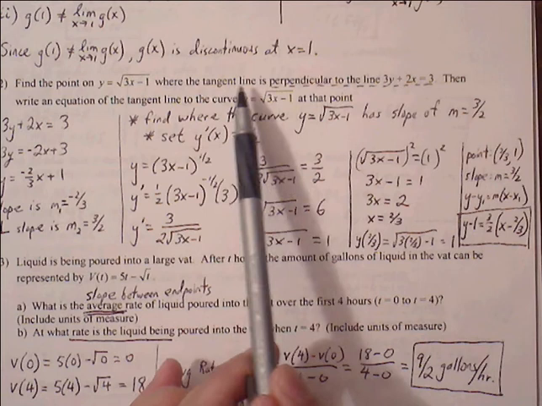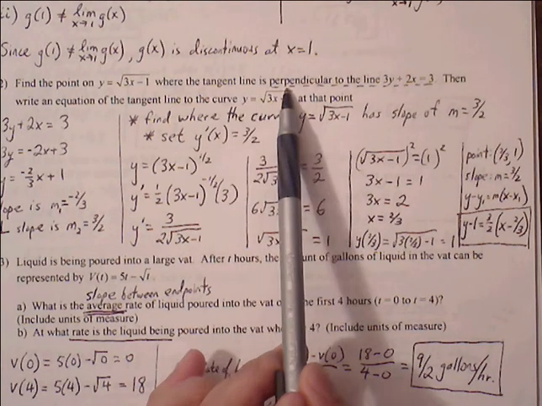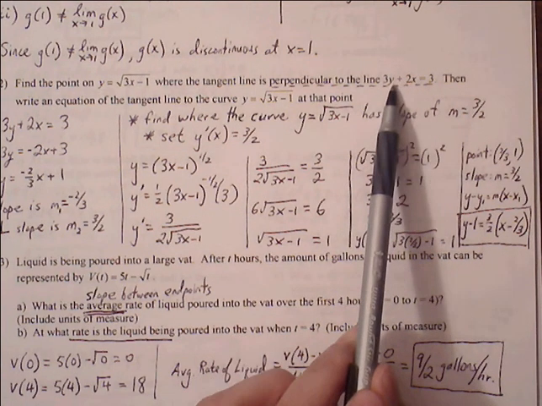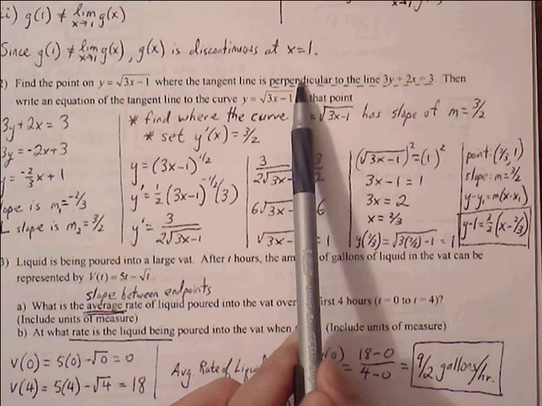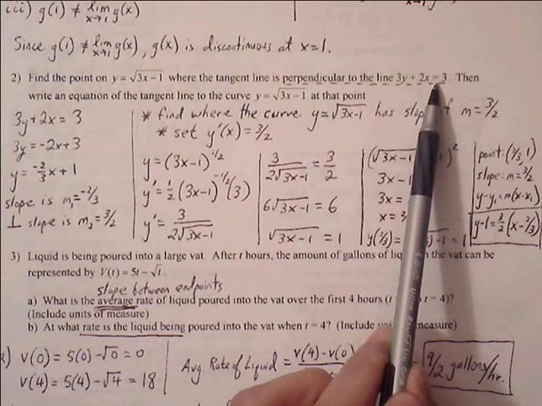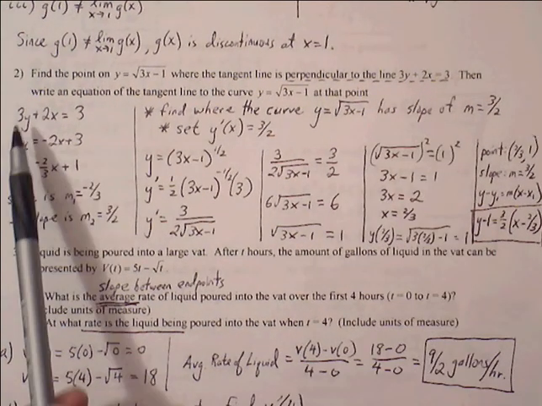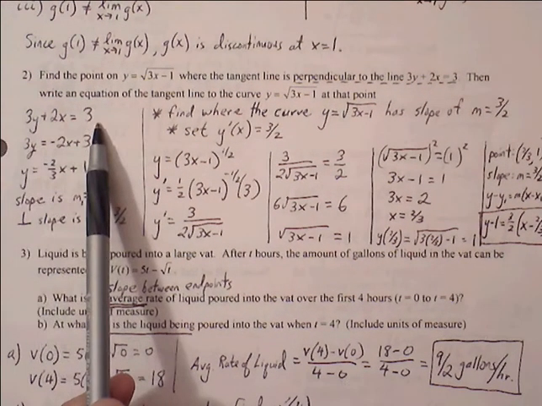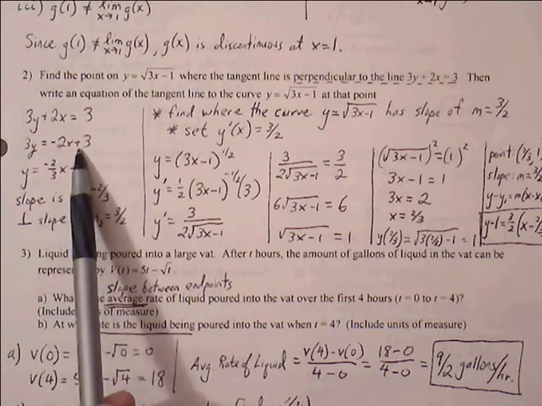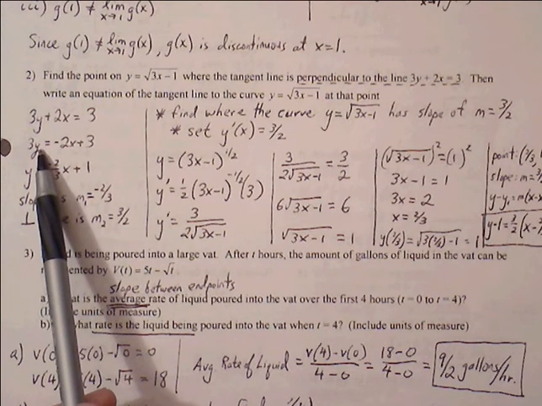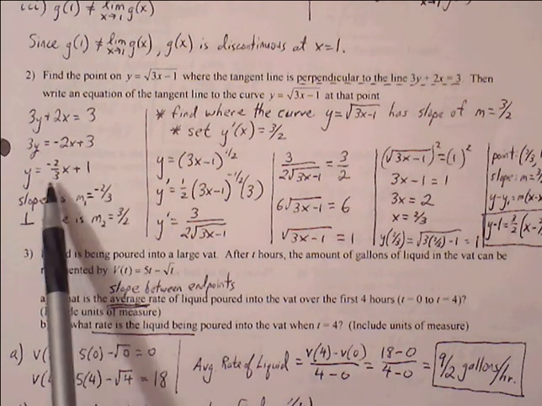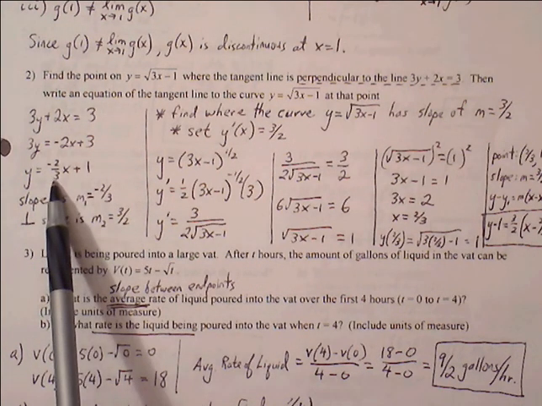We know that this tangent line is going to be perpendicular to 3y plus 2x equals 3. So if we can find the slope of this line, then we can figure out what the perpendicular slope is. I'm going to get this into slope-intercept form. 3y plus 2x equals 3. Solve for y: 3y equals negative 2x plus 3. Divide both sides by 3. I get negative 2/3 x plus 3 over 3, which is 1. So the slope of this line is negative 2/3.